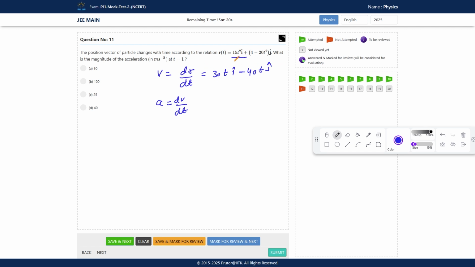And again when we differentiate velocity with respect to time, we will get acceleration. So that is 30 i cap minus 40 j cap. But we have to find the magnitude of the acceleration. So x component 30 square plus 40 square. After solving this, you will get 50 meter per second square. Clear? So which one is correct? 50, option A.